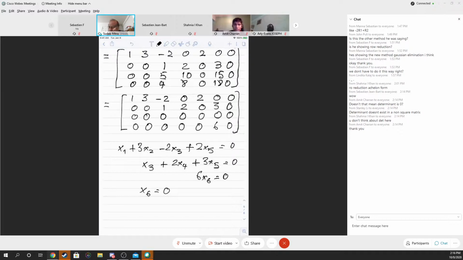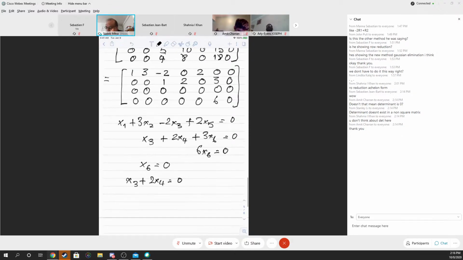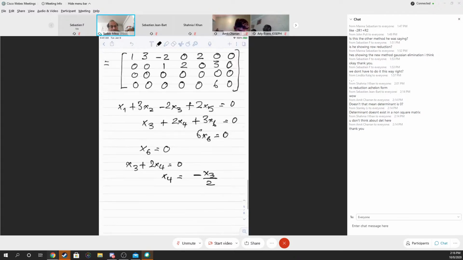And there are a couple of matters here. Second equation, it's 3 plus 3x6. Second row. Very good. Thank you. Excellent. Good observation. And therefore, I get x3 plus 2x4 is 0. So that means what? That means x4 is minus x3 by 2. So x3 is anything. So I get this one.